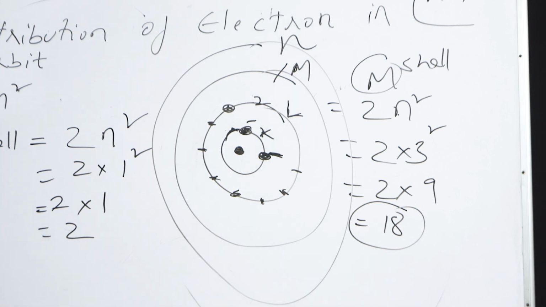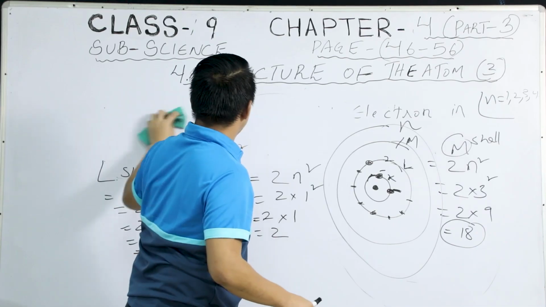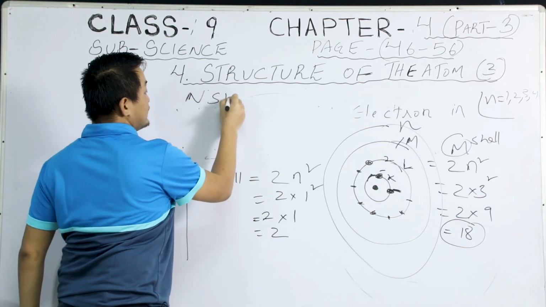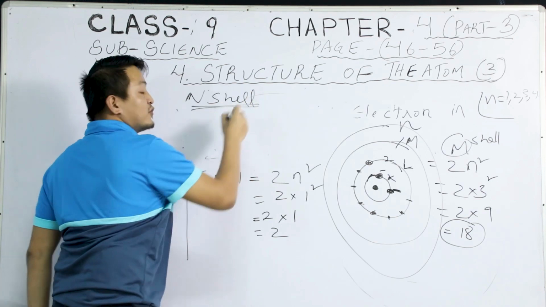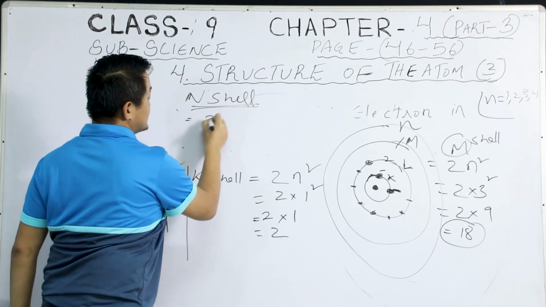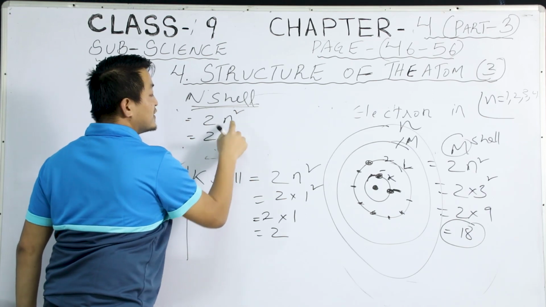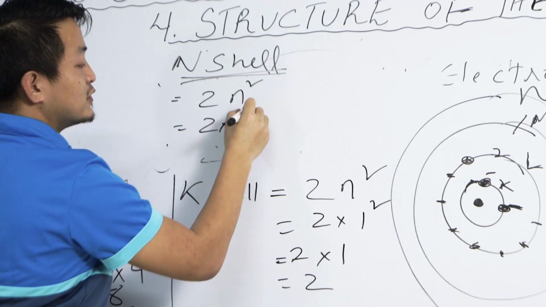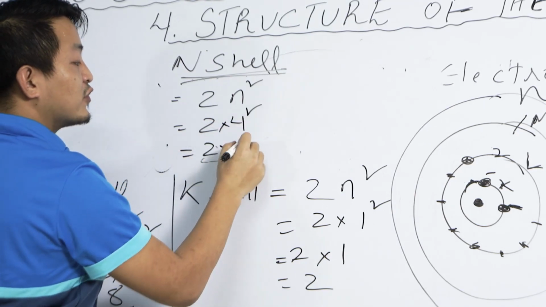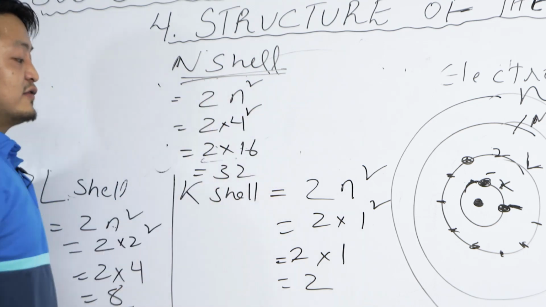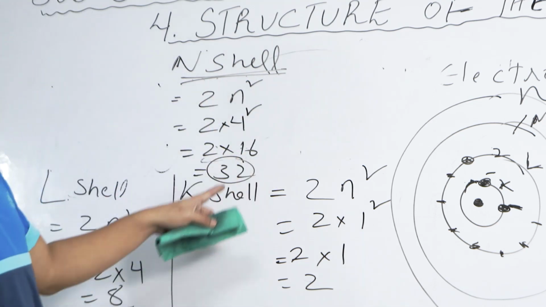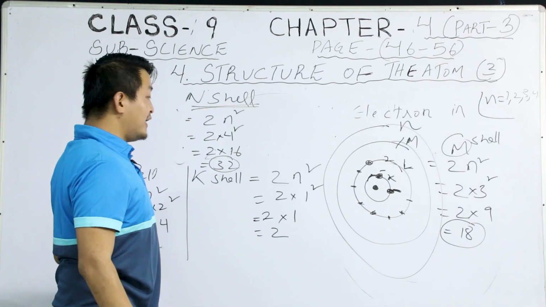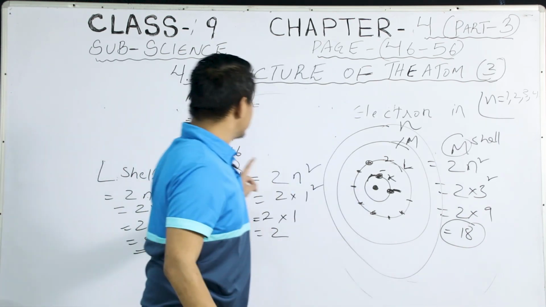Now, for the N shell, what we can do is 2n squared. Here n would be 4, so it will be 2 into 4 squared, 2 into 16, which is 32. So the maximum number of electrons that we can accommodate here would be 32. So it will be 2, 8, 18, 32.